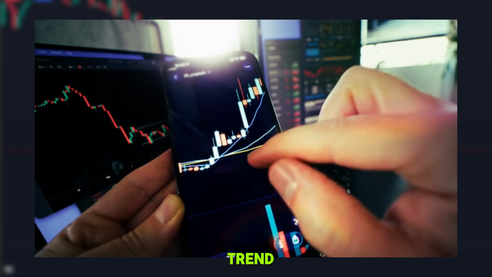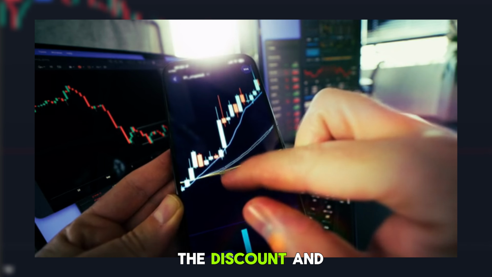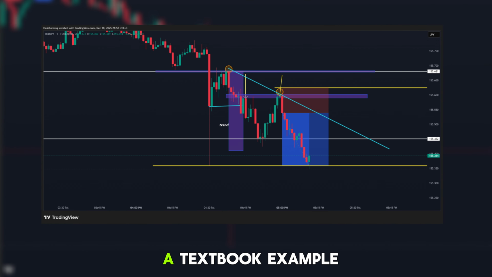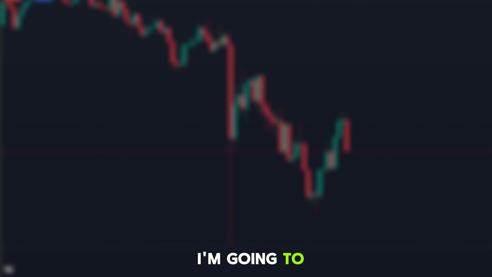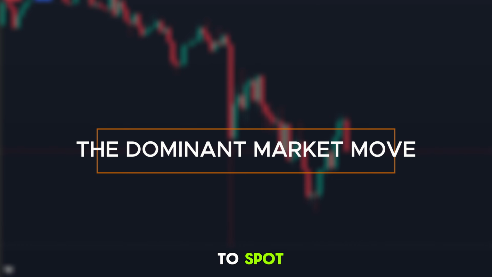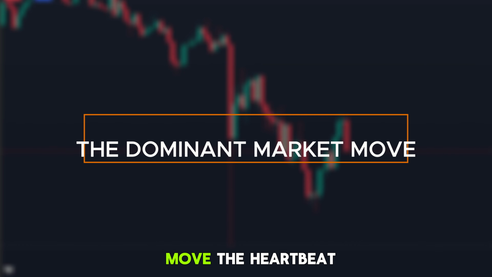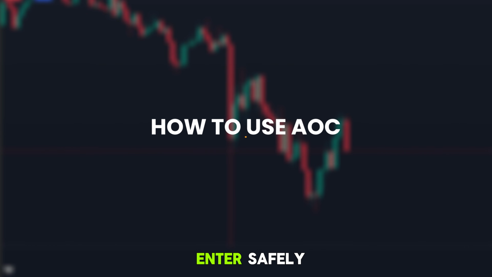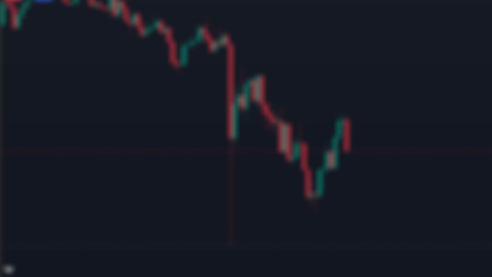We identify the trend, we wait for the discount, and we execute. Today, I'm going to show you a textbook example on USDJPY. I'm going to teach you how to spot the dominant market move, the heartbeat of the trend, and how to use the area of confluence to enter safely. If you want to trade with the banks instead of against them, you are in the right place.